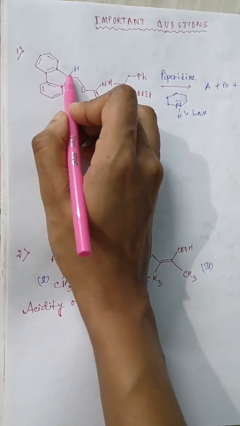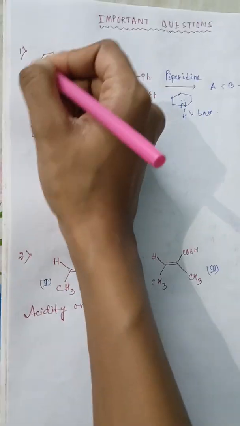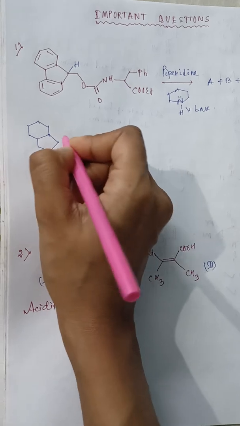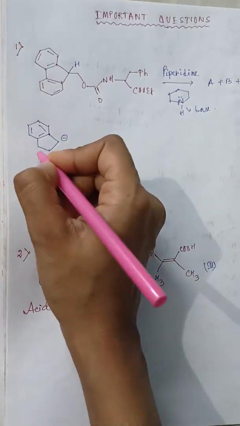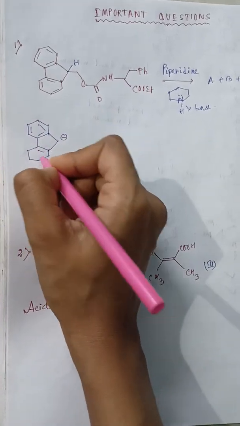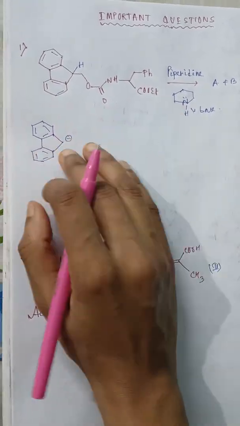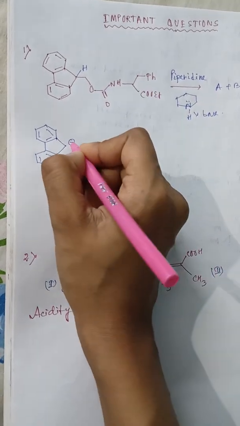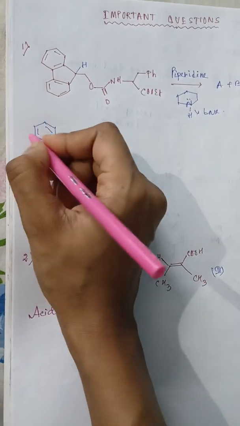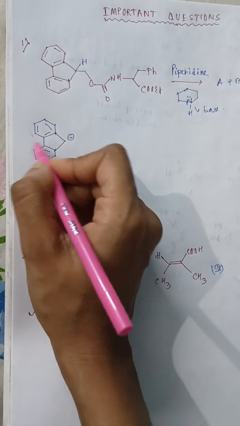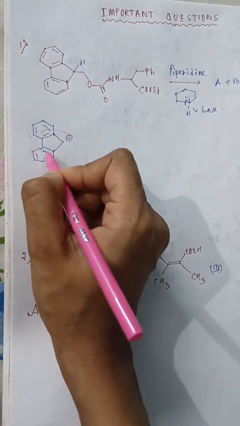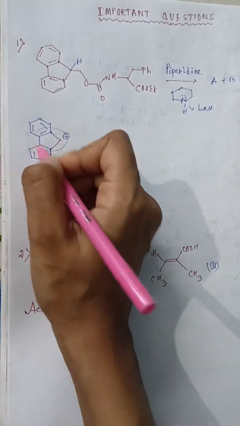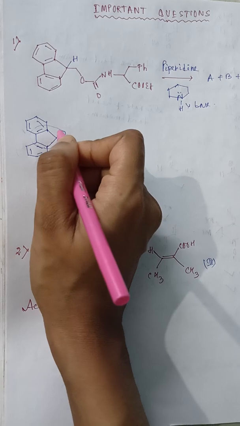Because if this carbanion here is formed, suppose I am taking only this left side counterpart, I'm not taking the right side part. Now see, this is the resonance stabilized one. First of all, this is an aromatic benzene ring. Now if you consider this ring, this is also aromatic: 1 2 3 4 5 6 pi electrons. That means this ring also becomes aromatic, and it's resonance stabilized.